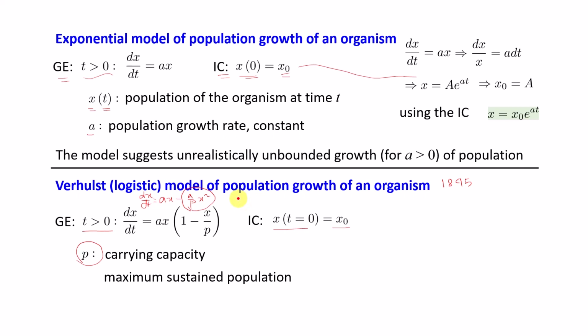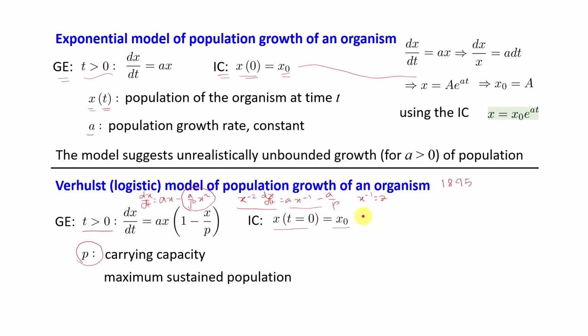We can divide both sides by x squared so that we get x to the power minus 2 dx/dt plus a x to the power minus 1 equals a by p. Then we can replace this x to the power minus 1 with a new variable. With this change of variable, this becomes a linear differential equation which can be solved easily. We have already discussed such an equation.